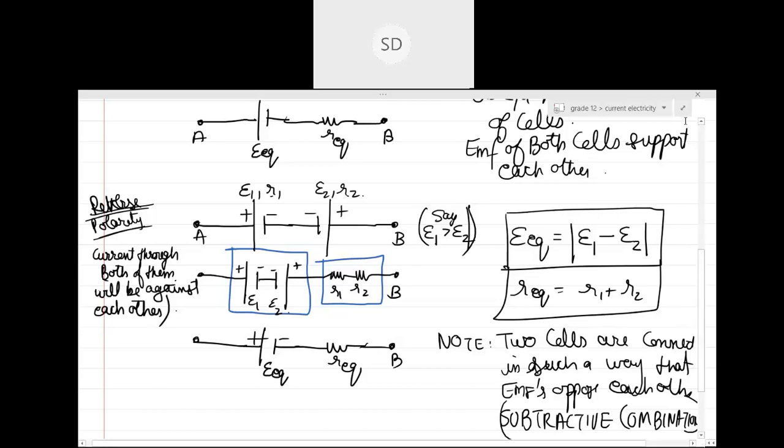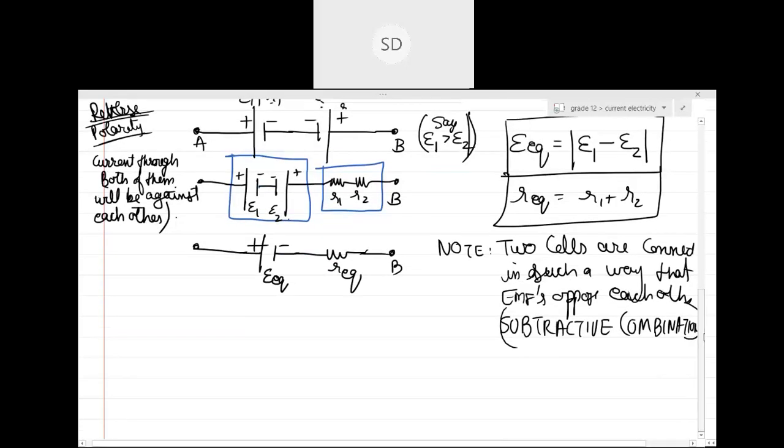Okay, so this is your subtractive combination. Remember this.